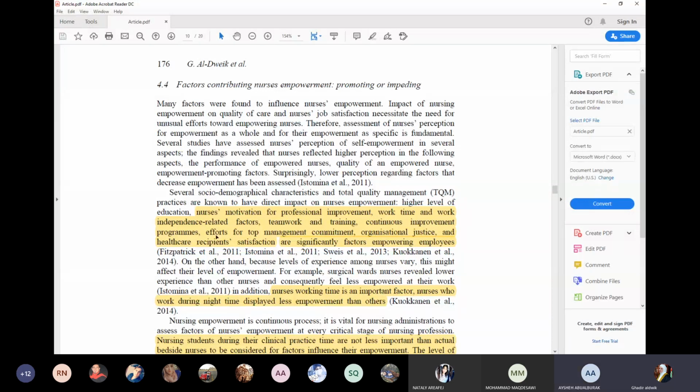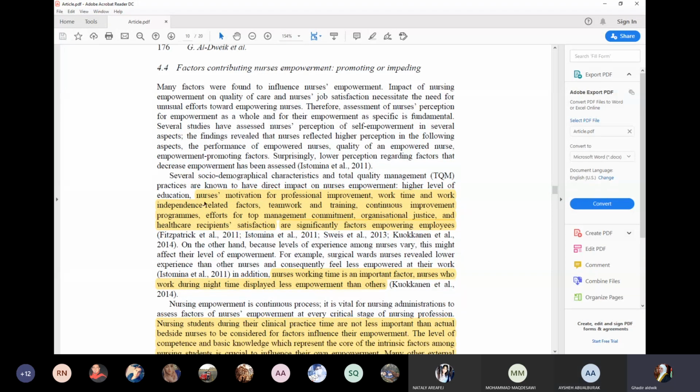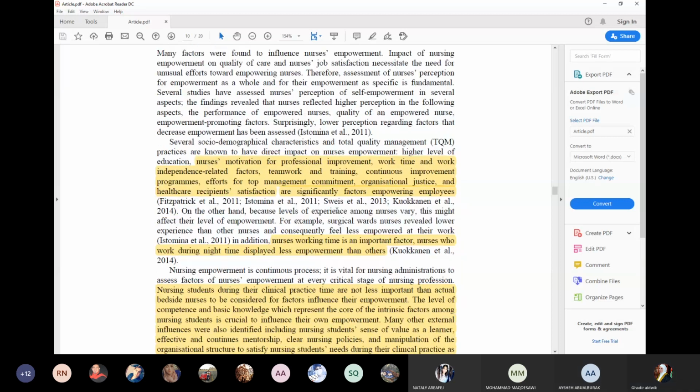Who can read here? Yes. Now we will talk about nurses in a clinical setting. Natalie, can you read, please? Natalie, can you read this paragraph, please?